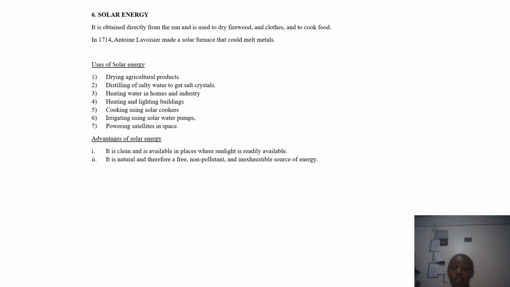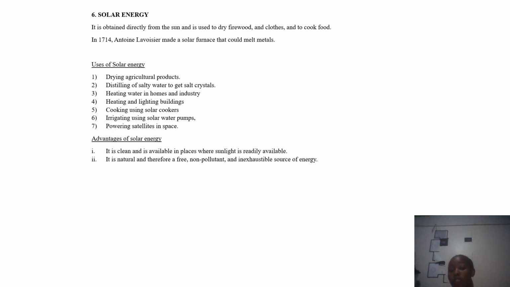Then we look at solar energy. It is obtained from the sun. It can be used to dry wood, clothes, and even to cook. It was invented in the year 1714 by Antoine Lavoisier, who made a solar furnace that could smelt metals.